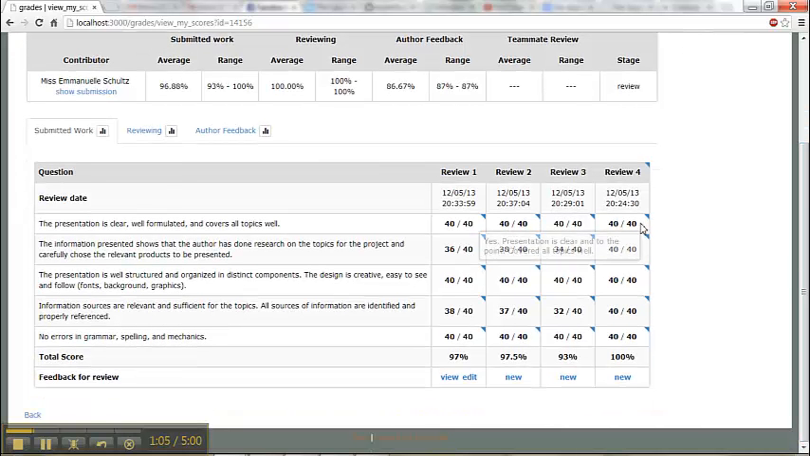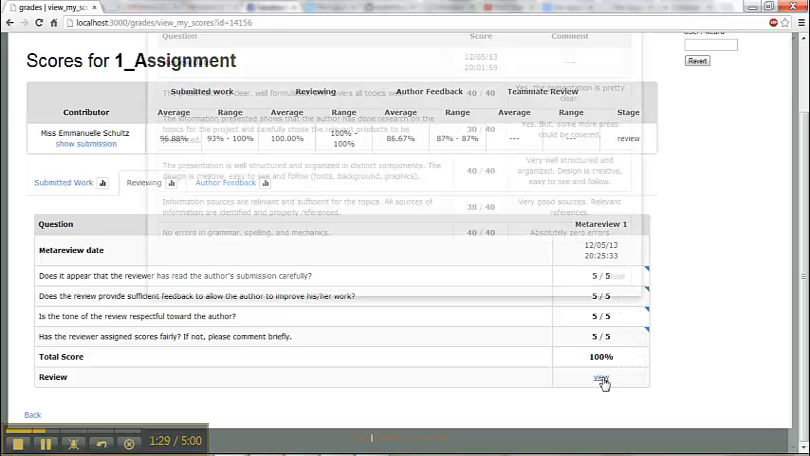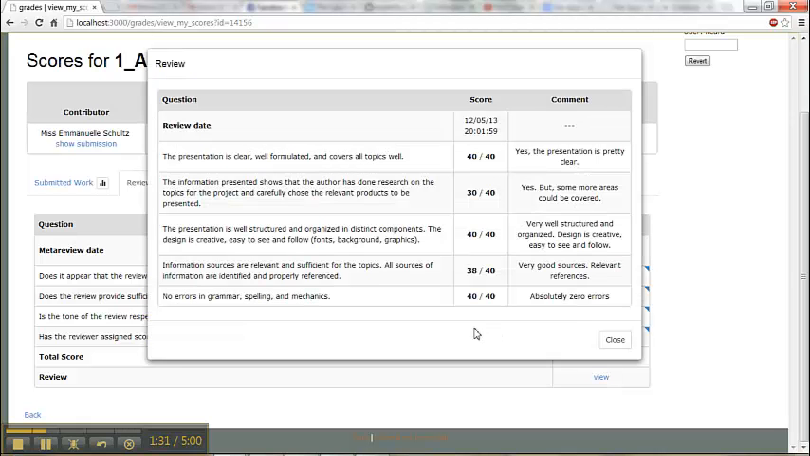As I hover over the cells, you can see the comments associated with the corresponding question in that review. Meta review and author feedback are also represented in the same way. In the meta review table, the review for which it is performed can be accessed by clicking on the view right below that particular column.